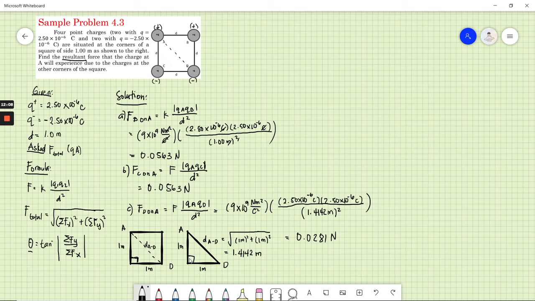Now we were able to find all the forces that QC, QB, and QD exert on QA. What we're going to do now is find the F total. And similarly, F total is again, what? Vector sum. And for a vector sum, we have to consider the direction. In order for us to do that, we have to identify the direction of the forces that QB, QC, and QD exert on QA.